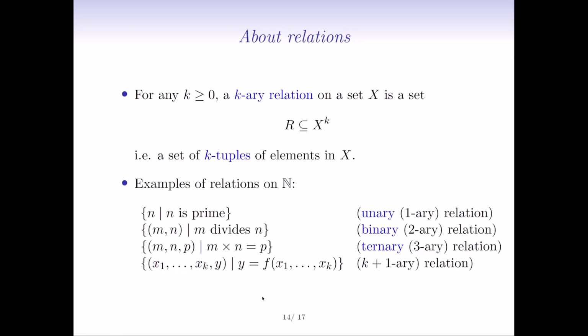And by the way, this shows that you can encode functions as relations at the expense of increasing the arity by 1, although not really, because storing the result of the function is kind of the same thing as embedding it into this relation here. So anyway, that's not too important. What's important is that this is a subset of N to the power k plus 1. In other words, a set of k plus 1 tuples of elements of N.